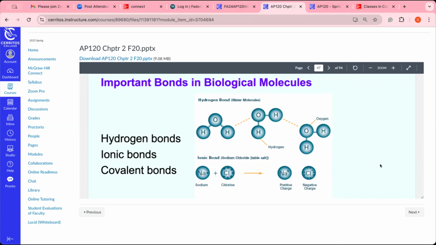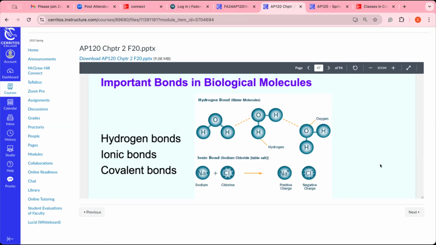So hydrogen bonds are bonds with water molecules or hydrogen molecules. This is water. Water is a very famous hydrogen bond because hello, water is 2 hydrogen and 1 oxygen. So that's your hydrogen bond.